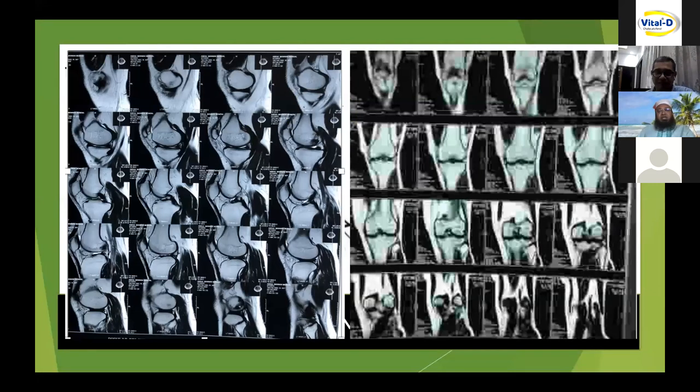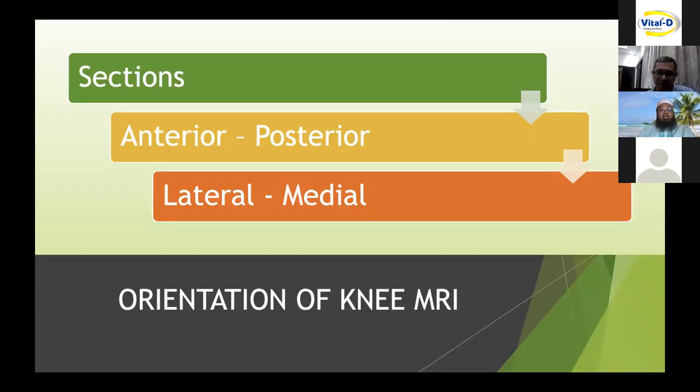If you see the MRI, usually MRI comes with these types of films and also the coronal sections. So before interpreting the MRI, we should know something about the section characteristics. That means which one is the anterior part of the MRI, which is posterior, which is lateral and which is medial. This orientation of the films we must know before the interpretation.